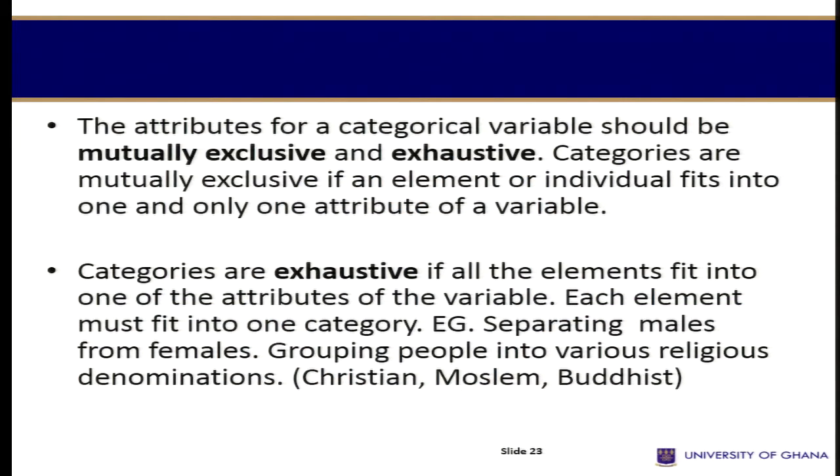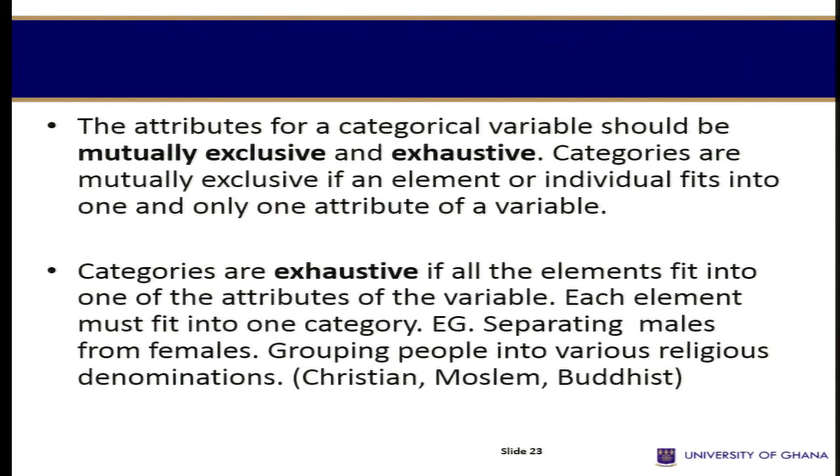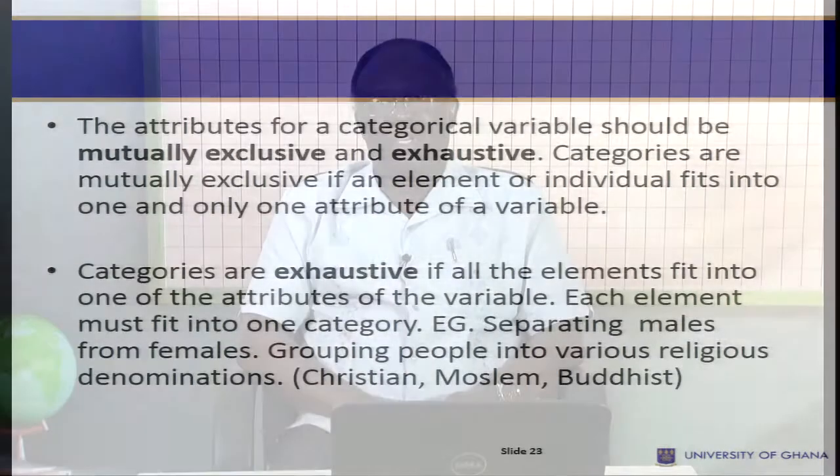Now, the attributes for a categorical variable should be mutually exclusive and exhaustive. Pay attention to these two words. We say that categories are mutually exclusive if an element or individual fits into one and only one attribute of the variable. I will illustrate this with an example later.